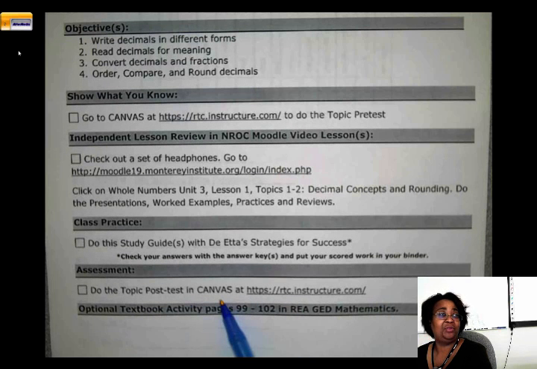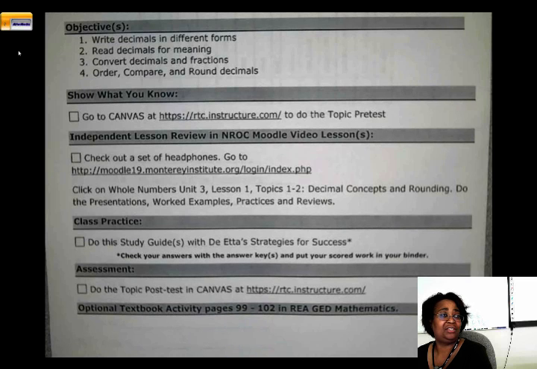Don't forget to do the post test. Now, what percent do you need to get on the pre and the post test on average for Miss D to be happy? 80% for most of you guys. Those of the people that were in Glenda's class have to get 90, okay?